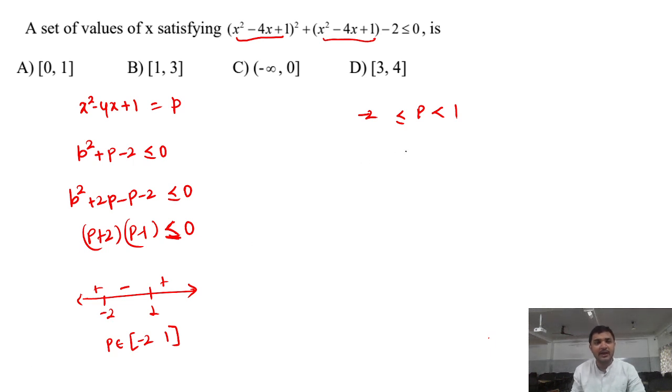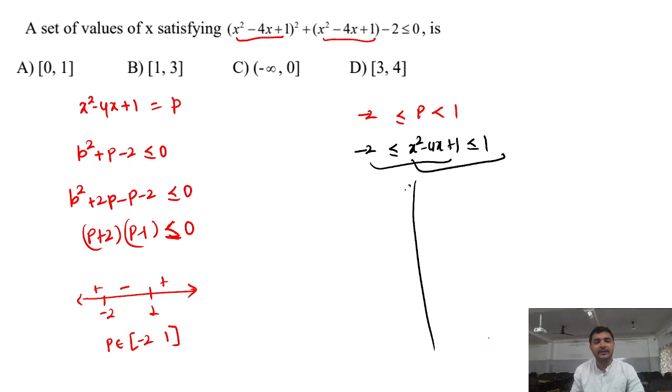What is p? We have assumed it as x square minus 4x plus 1. It is greater than equal to minus 2 and less than equal to 1. So there are two cases, and we need to solve this. That means we will have x square minus 4x plus 1 greater than equal to minus 2 and x square minus 4x plus 1 less than equal to 1. And we need to take the intersection of these two, as I told earlier.